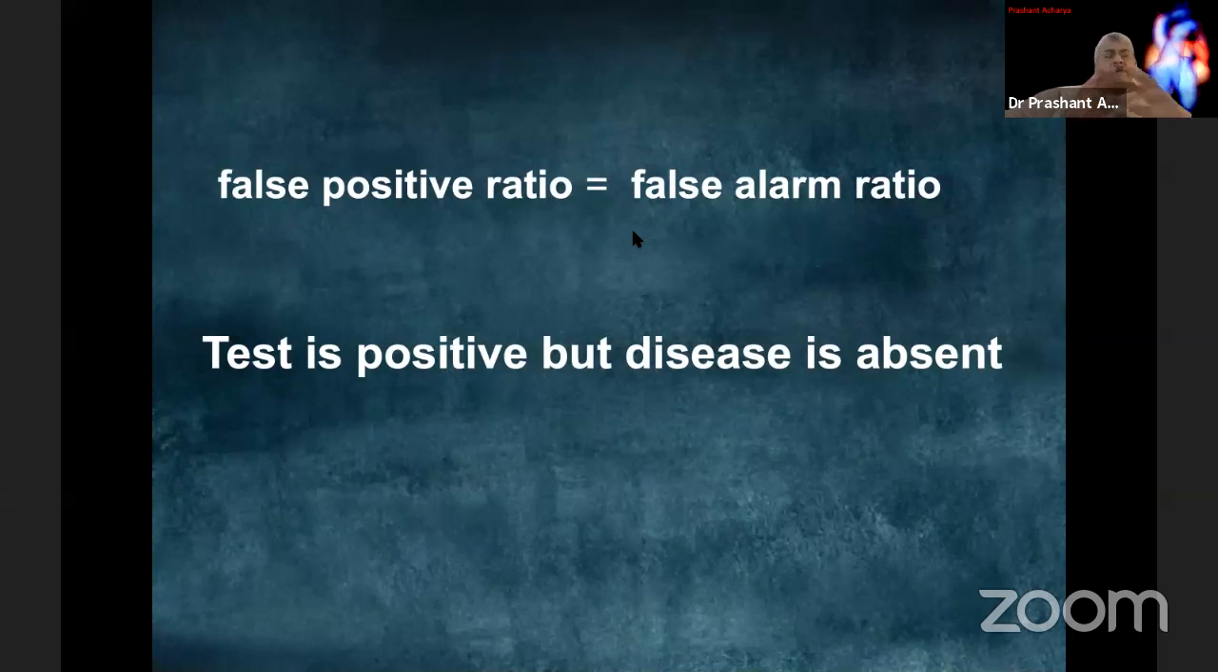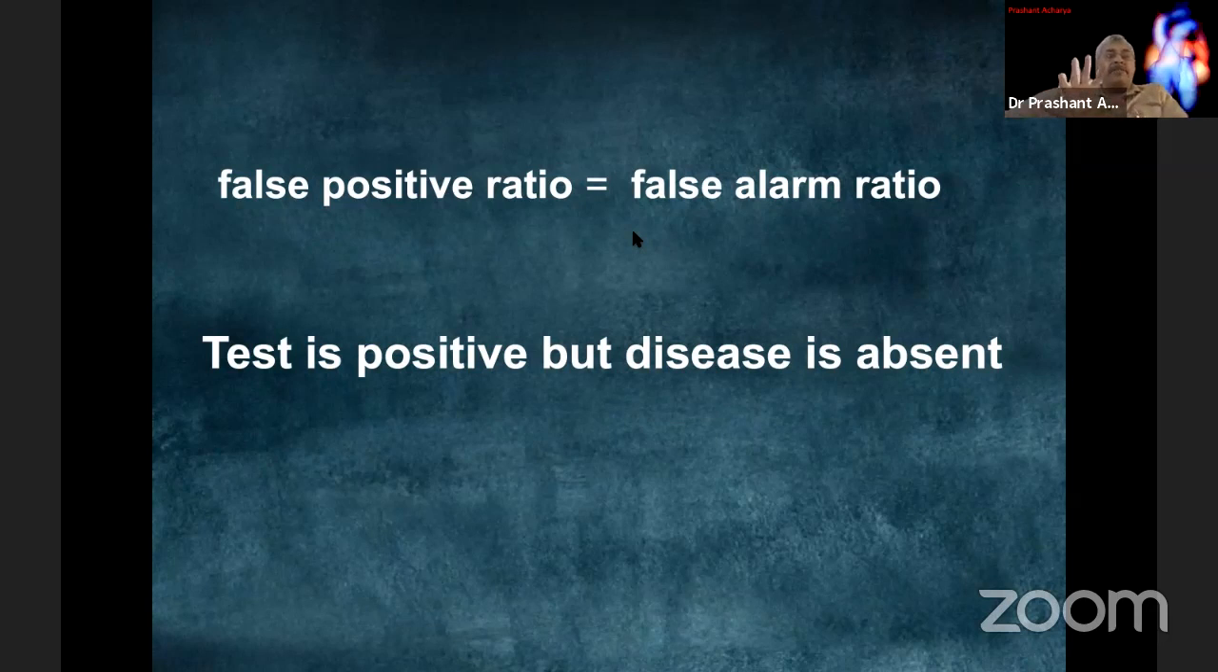If you can understand this dictum, you will be able to understand the entire aneuploidy screening very crystal clear, and they go hand in hand. If I increase the false positive ratio, it is going to increase the detection rate. If I reduce the false positive ratio, the detection rate is also going to be reduced. So if I want to compare two tests, it has to be compared either at a fixed false positive ratio or at a fixed detection ratio.